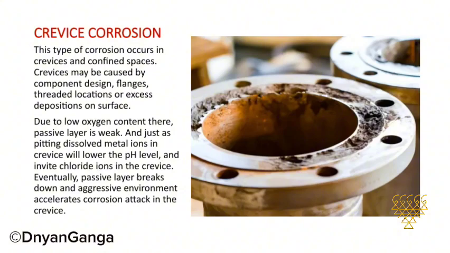Dissolved metal ions from the metal surface lower the pH inside the crevice, making it more acidic. This acidity encourages chloride ions to enter the crevice, further destabilizing the passive layer. Over time, this passive layer can break down entirely, exposing the metal to a highly aggressive environment. Once the passive layer is compromised, corrosion accelerates rapidly within that confined space.